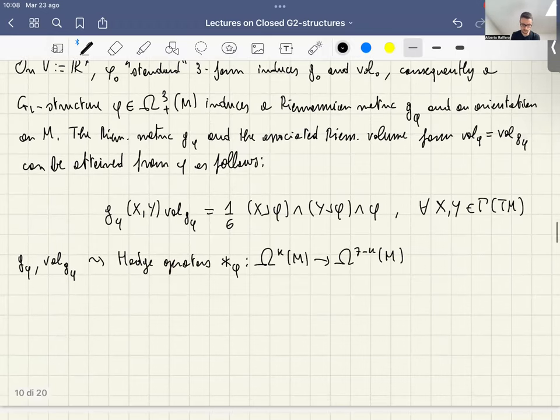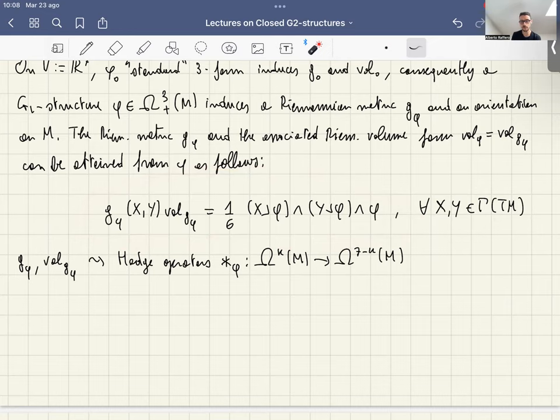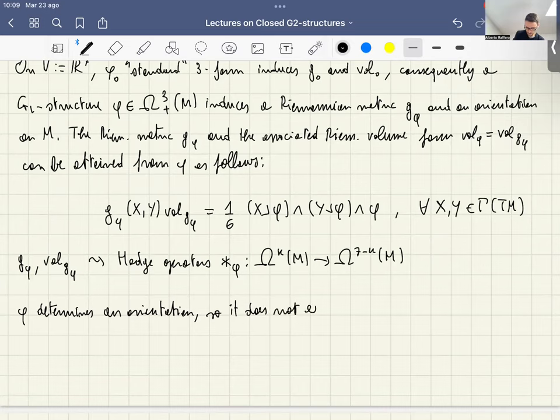Okay, so as you can see from this description, this should not be a big surprise if you remember the expression of the bilinear form B phi naught we introduced yesterday. But as you can see from the discussion, if you have a G2 structure, it induces an orientation on the manifold. So in particular, a G2 structure cannot exist if the manifold is not orientable. But this is not enough for the existence. There is a further condition that has to be satisfied.